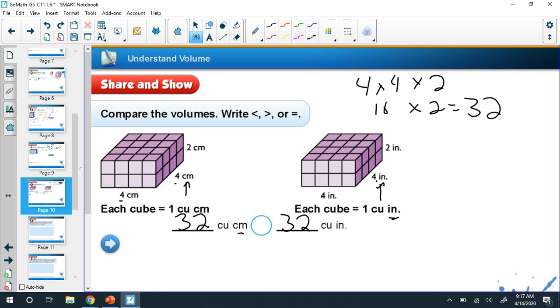The one on the left, the units are centimeters. The one on the right, the units are inches. And so because inches are greater than centimeters, the one on the right is in fact larger.